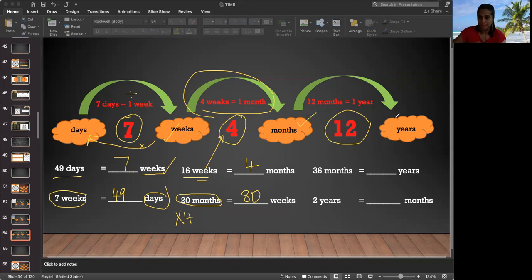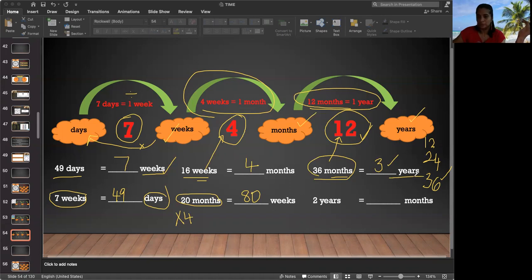Now let's look at the relationship between months and years. We all know we have 12 months in a year. Say you took a project to build a house and it took 36 months to build. How many years would that be? Take 36 and divide by 12 and you would know that is 3 years if you knew your times table 12, because 12, 24, and the next multiple of 12 is 36. So 36 divided by 12 is 3. So 36 months is equivalent to 3 years.